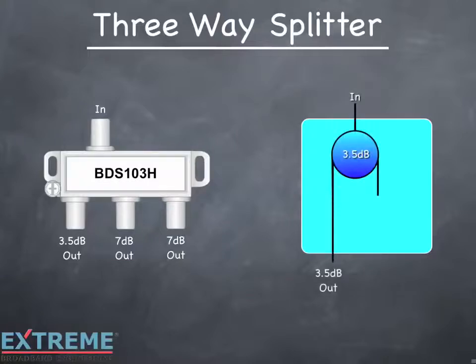The other two legs lose 7 dB. So if we add one more two-way splitter to the other output port of the first two-way splitter, we get a 7 dB loss. So a three-way splitter is made up of two two-way splitters.